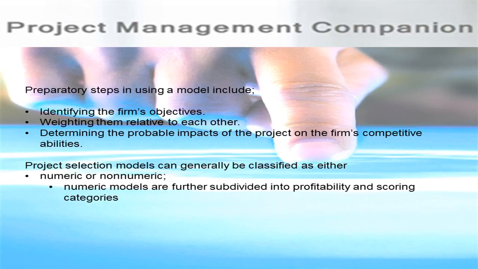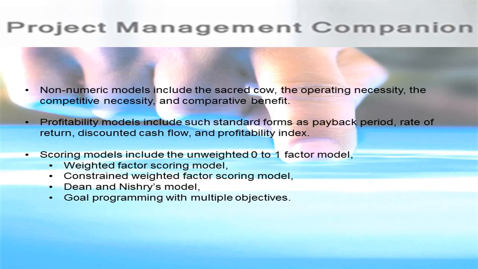Project selection models can generally be classified as either numeric or non-numeric. Numeric models are further subdivided into profitability and scoring categories. Non-numeric models include the sacred cow, the operating necessity, the competitive necessity, and comparative benefit.